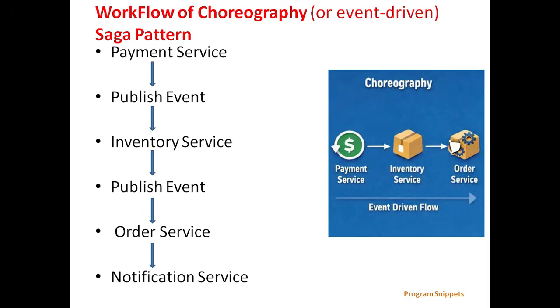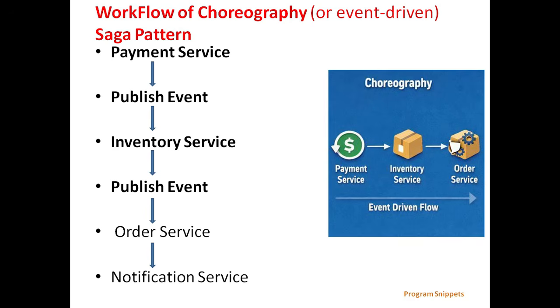The workflow of the choreography SAGA pattern is: the payment service publishes its events after completing its task. Then the inventory service subscribes to this event and publishes inventory service events. After this, the order service receives this inventory service event, completes its task and sends an event to the notification service.